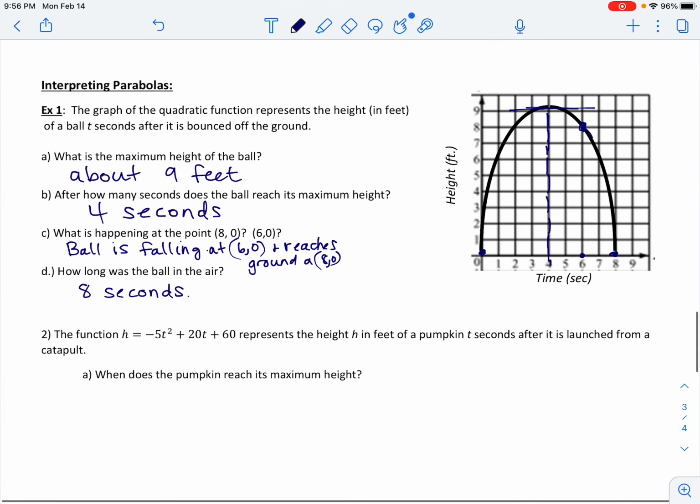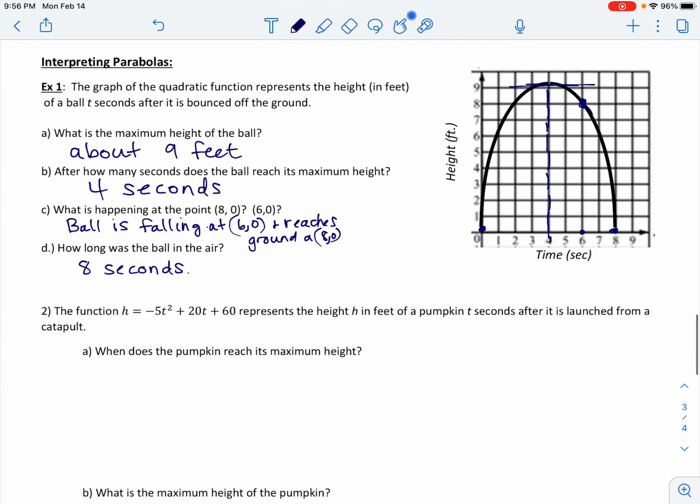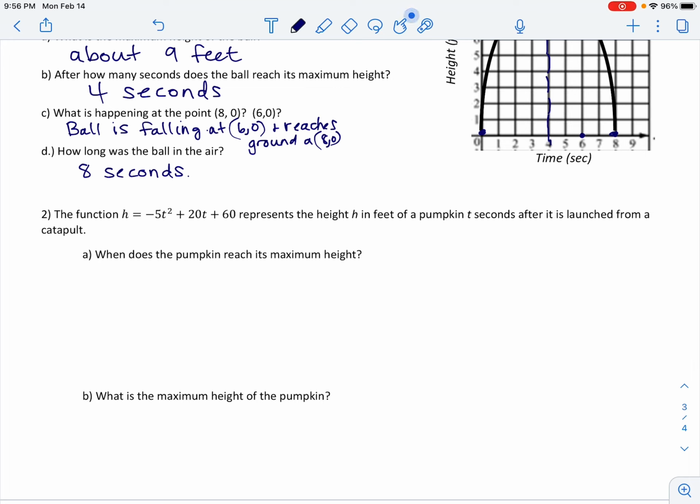All right, and then the last one we're not going to do because we've already done ones like this. This is an extra practice one if you want to work through it. Remember, the main thing is you need to find the x value. So the axis of symmetry using negative b over 2a. And then once you find what x is, plug it in to find what y is. So when is always your time, and what is always your height.